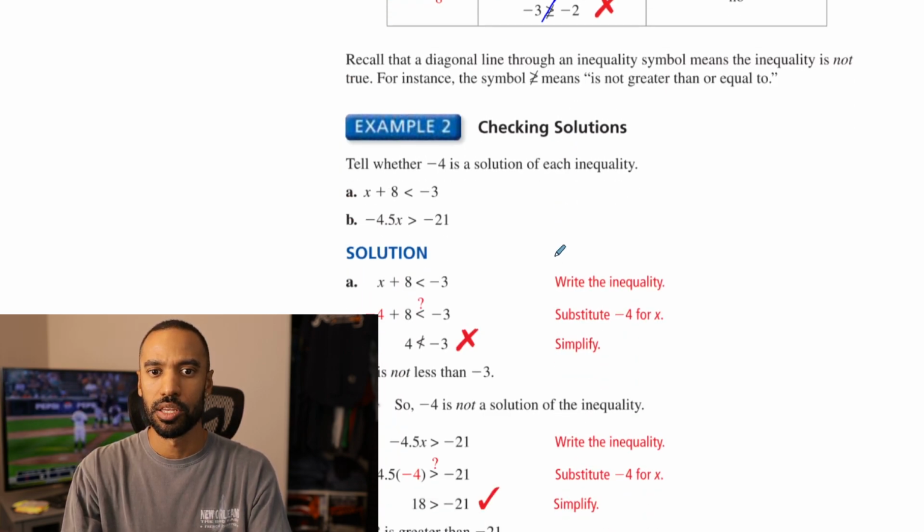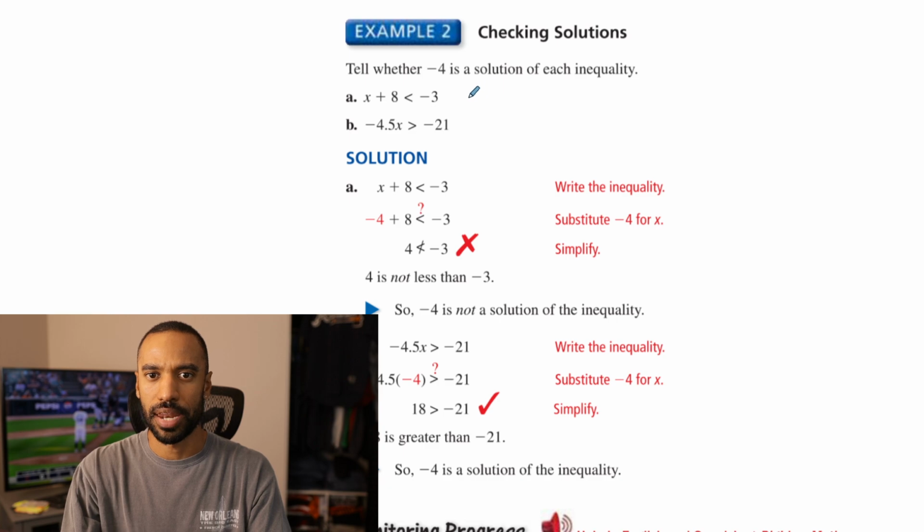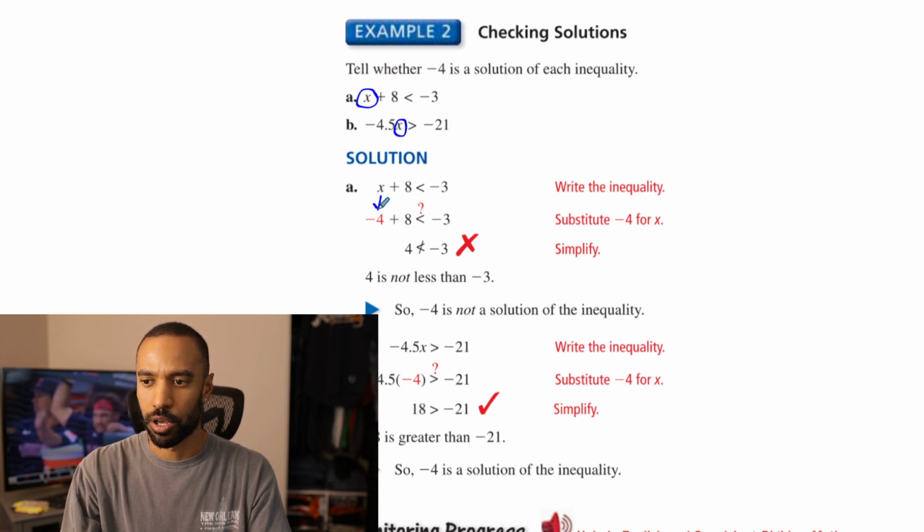So let's check some solutions here. Let's tell whether negative 4 is a solution of each inequality. We're going to substitute negative 4 for x on part A and on part B. On part A, negative 4 goes in x's place.